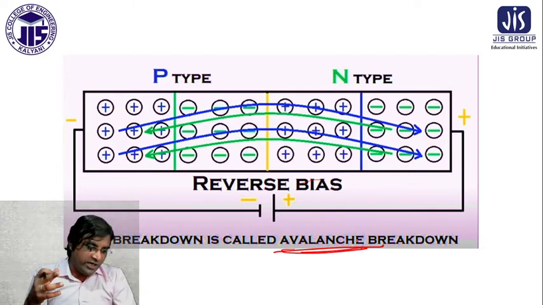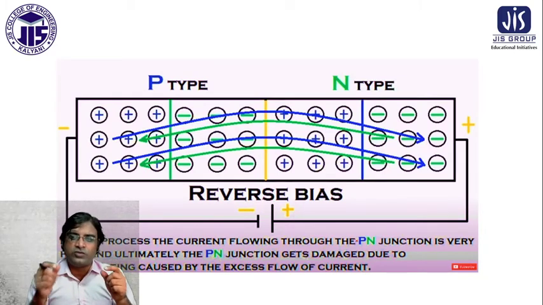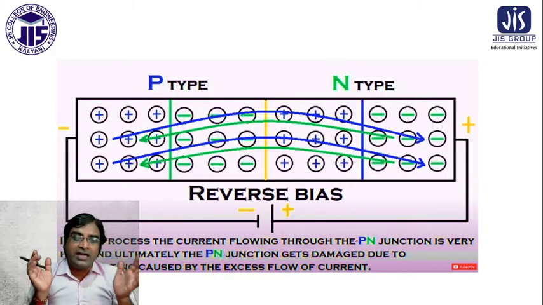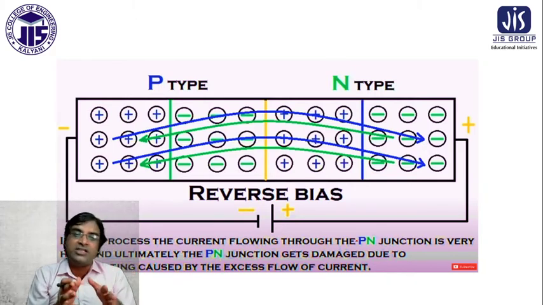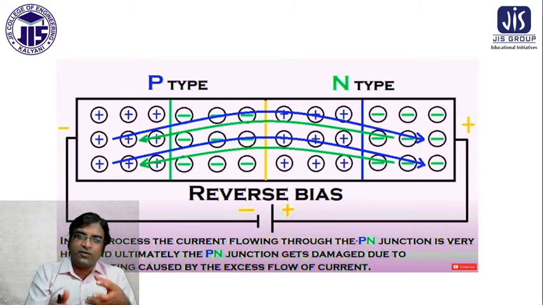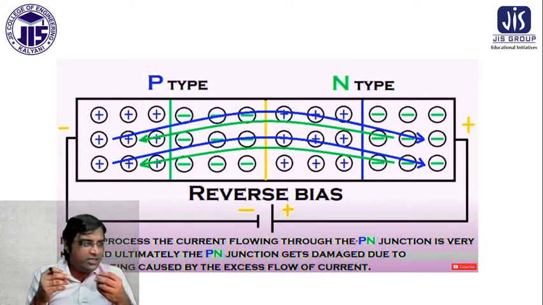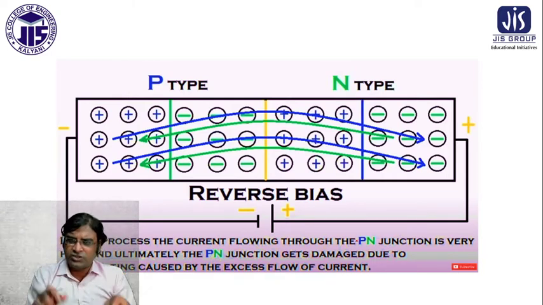The diode will be destroyed. So that's why I have written that in this process the current flow through the PN junction is very high, and ultimately the PN junction gets damaged due to overheating. A huge amount of heat is generated from the excess flow of current, and for that reason the diode will be damaged. Actually, the diode will burn.